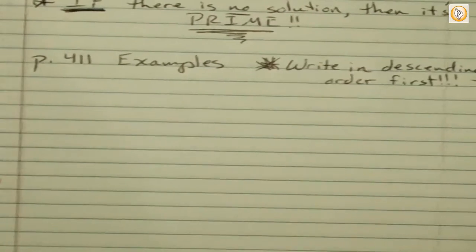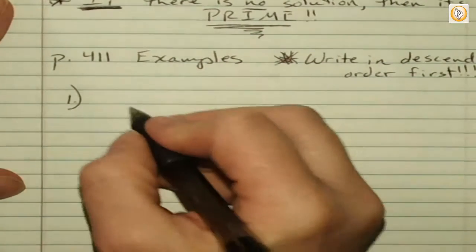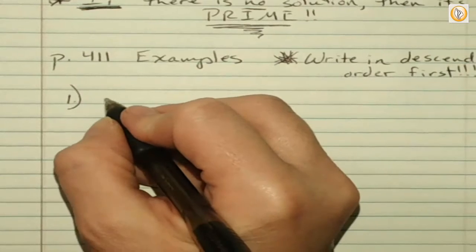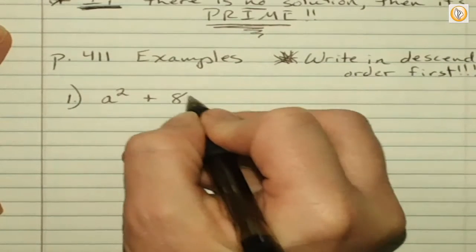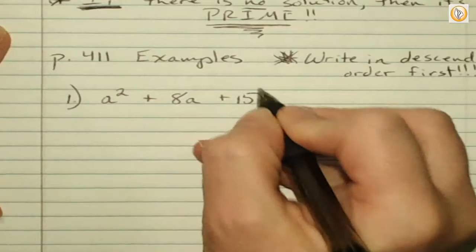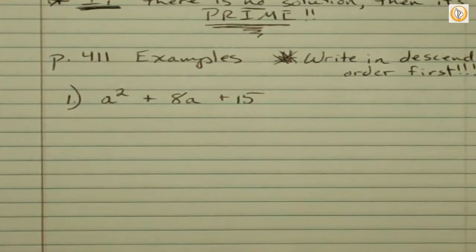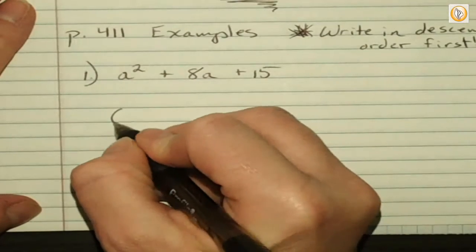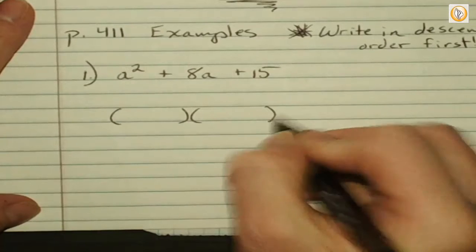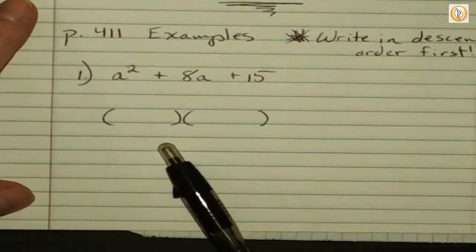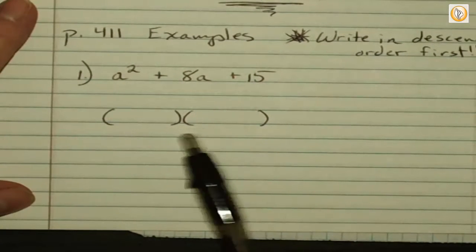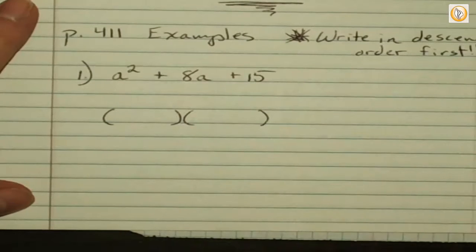Okay. Number 1: a squared plus 8a plus 15. The directions say factor. If the trinomial will not factor, write prime. So for this, we're going to follow directions. We are going to factor. We're doing the backwards FOIL. This is what we want our answer to look like: the 2 parentheses. This is our goal.